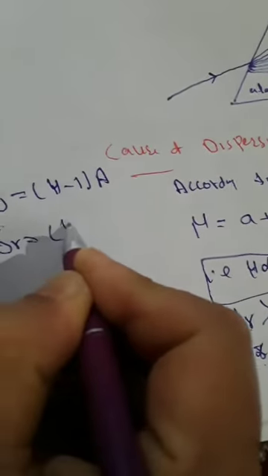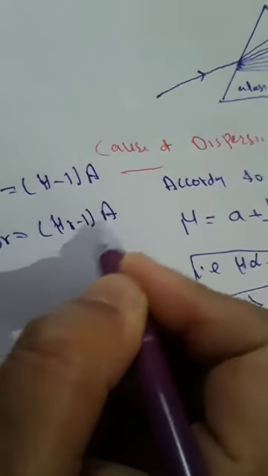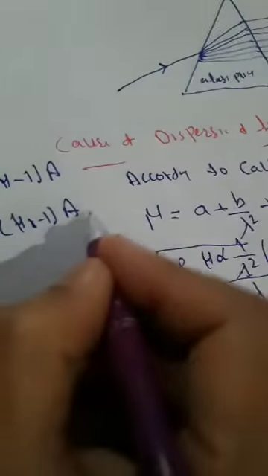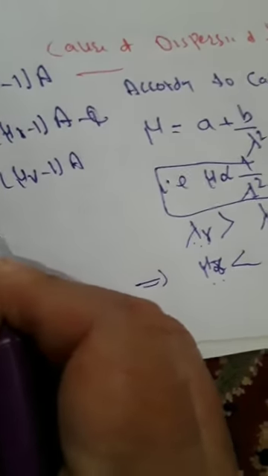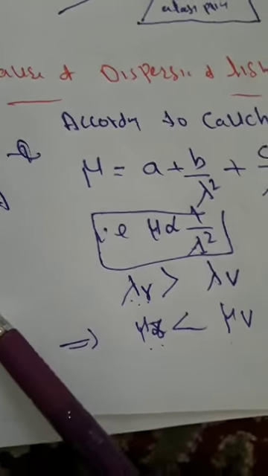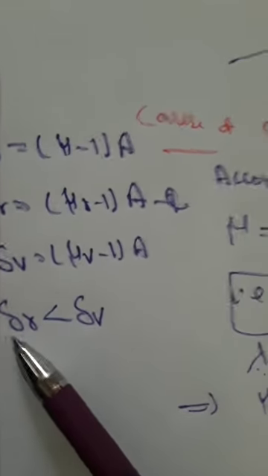Now here, deviation produced by red is equal to mu of red minus 1 into A. Deviation produced by violet is equal to mu of V minus 1 into A. But we know that refractive index of red is less than refractive index of violet. This indicates that deviation produced by red is less than the deviation produced by violet, and similarly for other colors. That means the maximum deviation is produced by violet color and the least deviation is produced by red color.